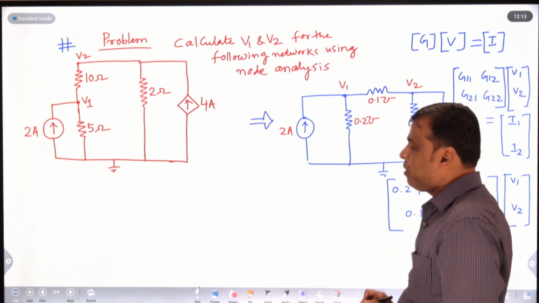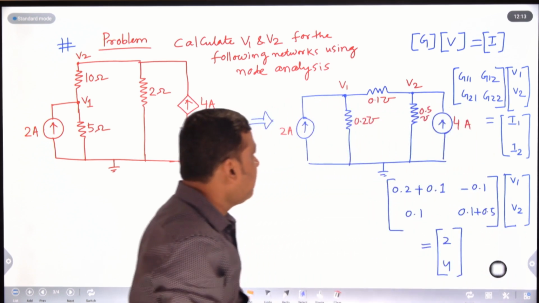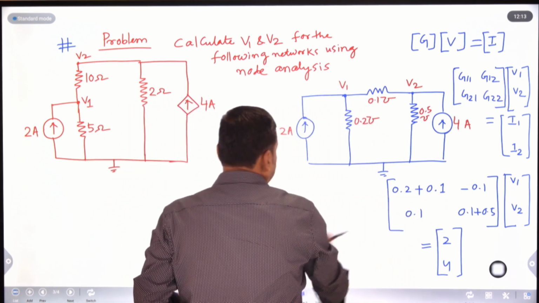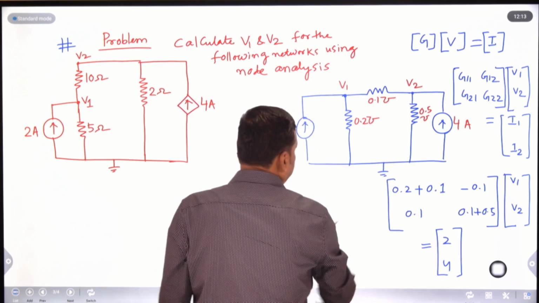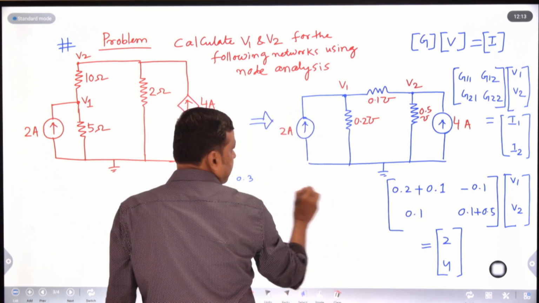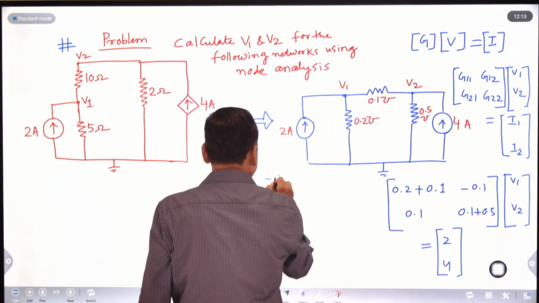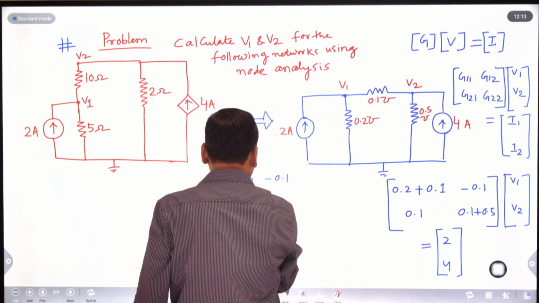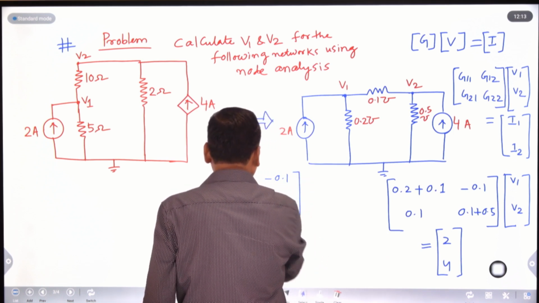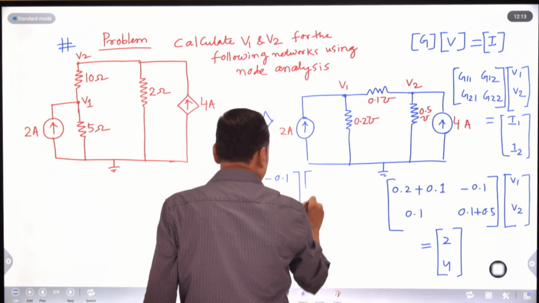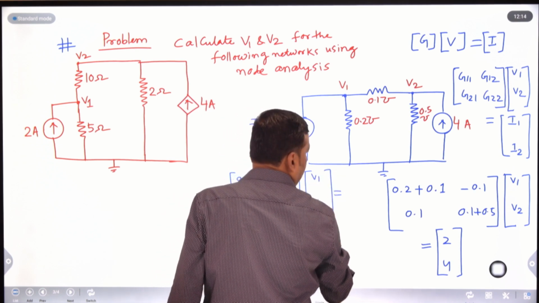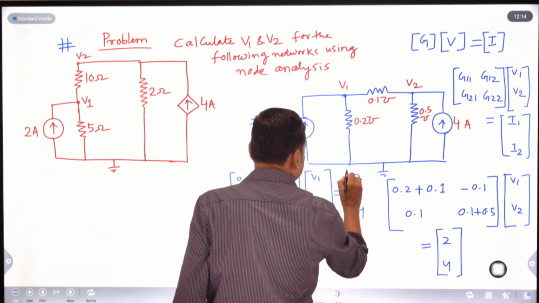This is nothing but conductance into voltage equal to current. The matrix will be like this. If you simplify this, 0.2 plus 0.1, that is your 0.3. So 0.3, then minus 0.1, minus 0.1, then 0.6. This is your conductance matrix, times the unknown voltages V1, V2, equal to 2 and 4.